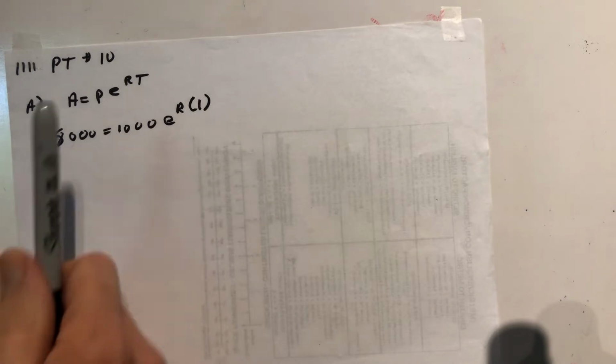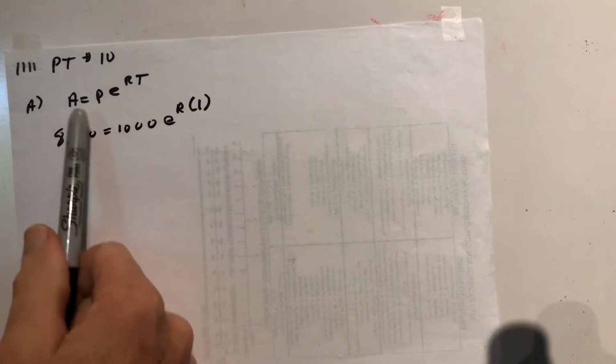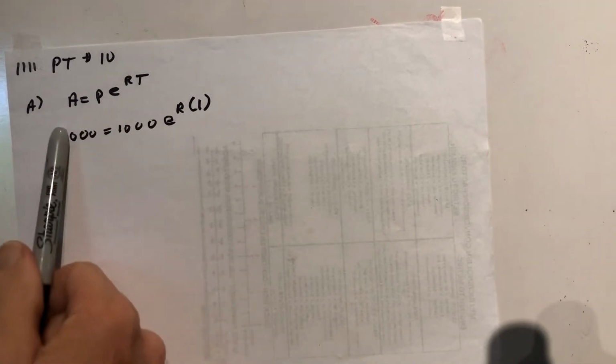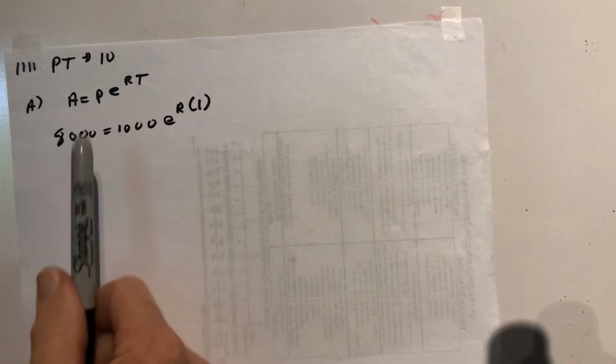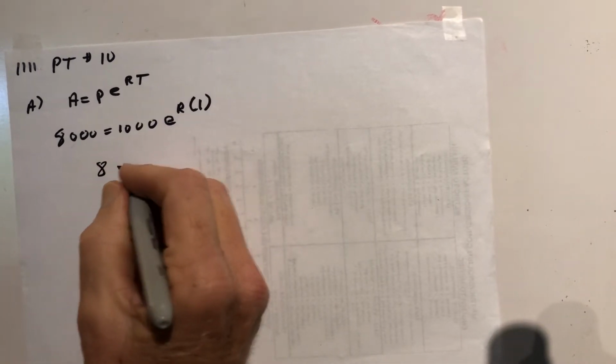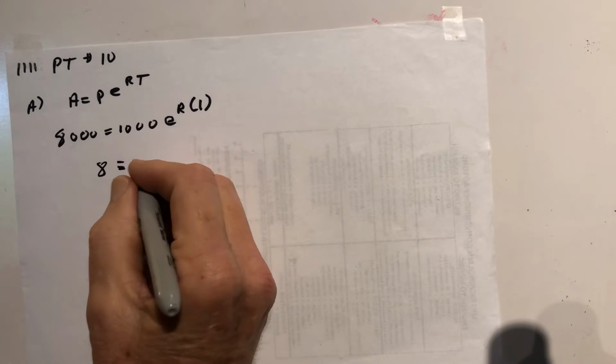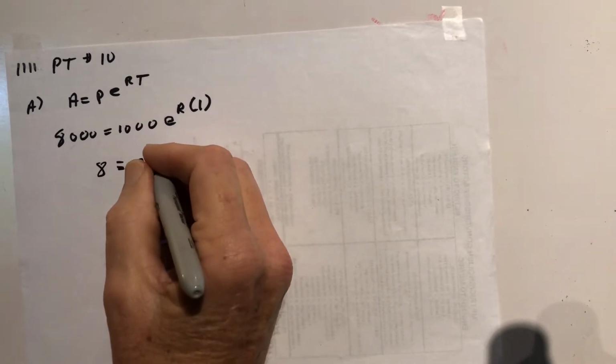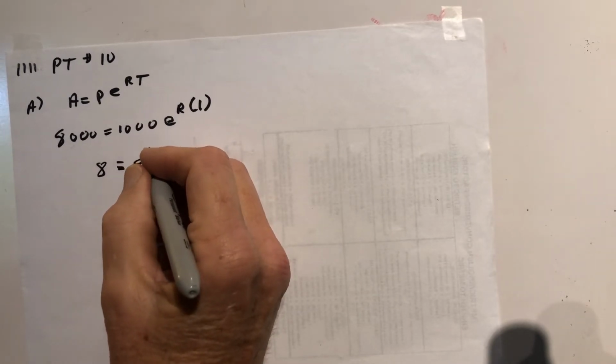Remember, anytime you have both A and P, if you know them both, you should always divide that first. So when you divide those two, you will get 8. 1,000 goes into 8,000 8 times. And T was 1, so we don't need to write the 1. So 8 equals E to the R. What do we do next?